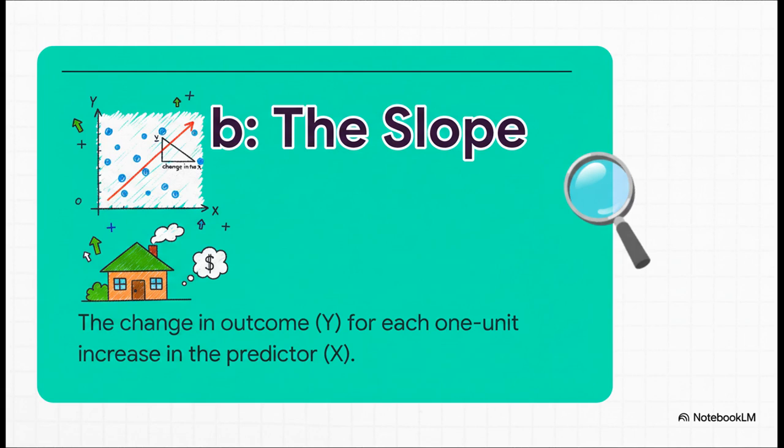That's the slope. You could think of this as the engine of the whole equation. It answers the most important question. For every 1 inch increase in height, how many pounds do we expect the weight to go up? It tells us how steep the line is, which really tells us how strong that relationship is.